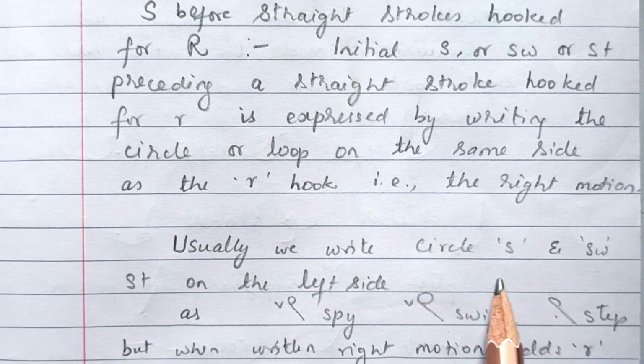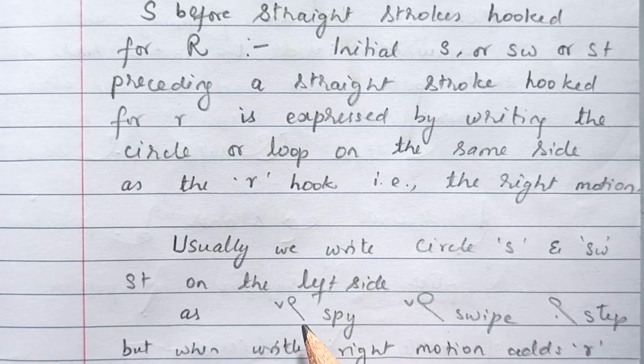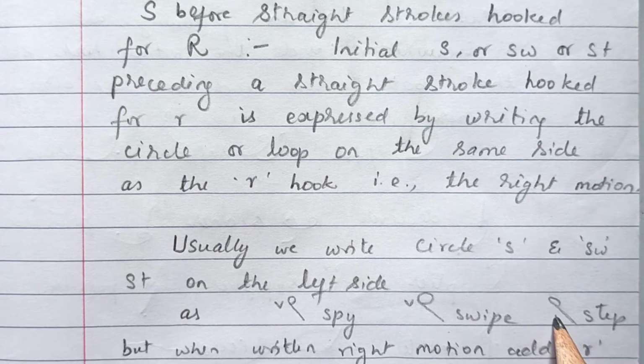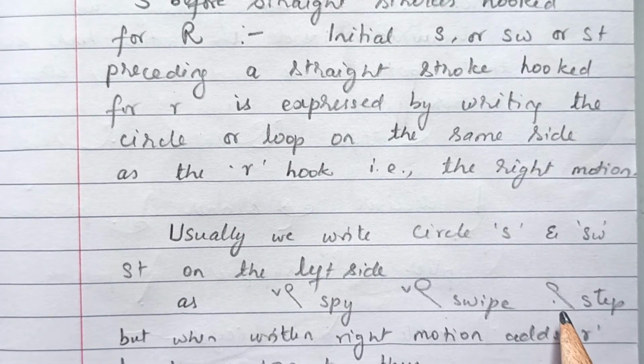Usually we write circle SR, SW or ST on the left side. So usually we will write towards the left side as in the words spy. So circle S and spy. Here swipe. Then step, T loop, A and P, step. So this is how we write towards the left side.